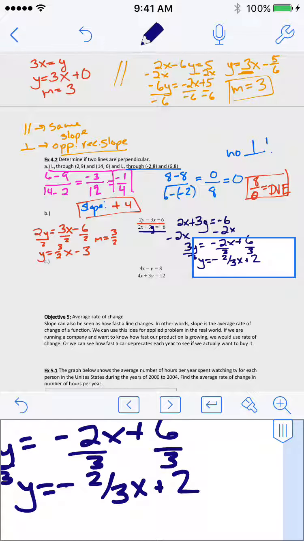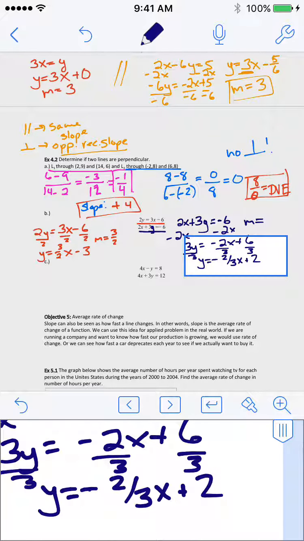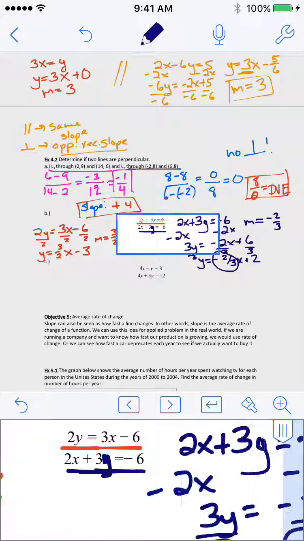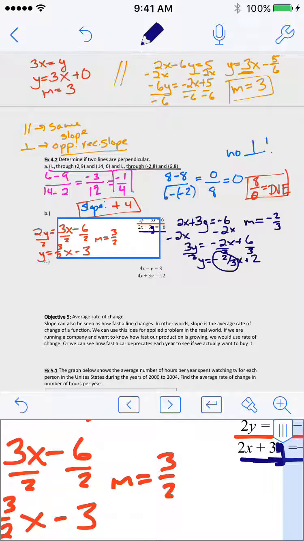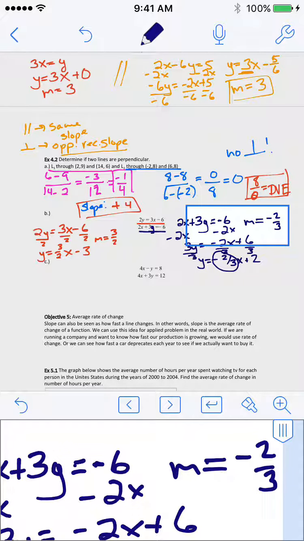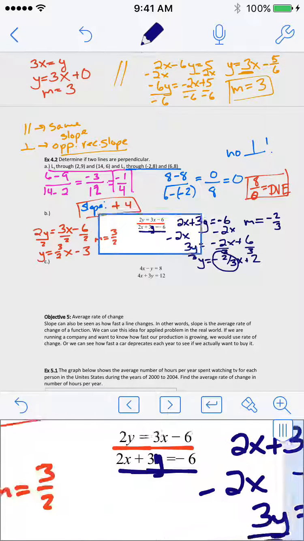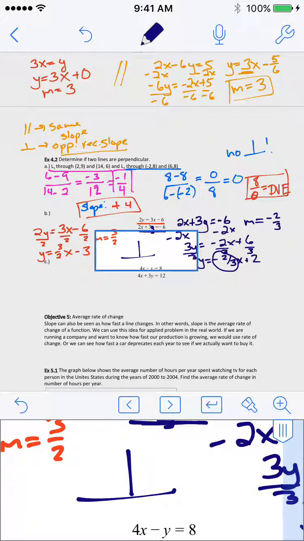Alright, so what does that mean about this slope? What can I say this slope is equal to? Now it's in y equals mx plus b. Y is all by itself, and therefore it's right here where m sits. So m is equal to negative 2/3. Can we conclude that these are perpendicular or not? We've got 3/2 and negative 2/3. Well, it's definitely opposite, right? One's positive, one's negative. And then if we look at the fraction, it's 3/2 and 2/3. These are indeed perpendicular. Check.